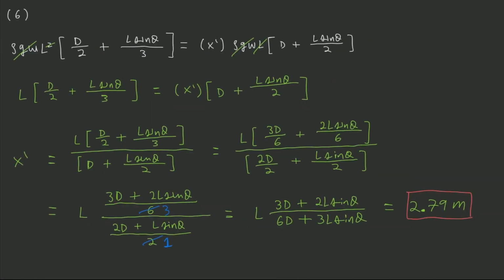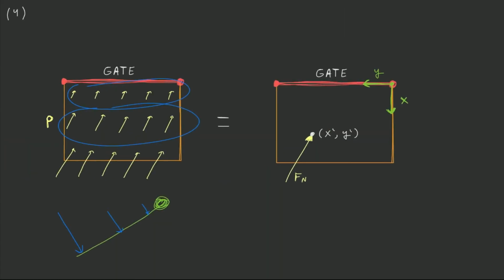And doing a little bit more algebra, which again, I'll just leave on the screen here to follow along as you wish, we see that x prime, doing the algebra out, ends up becoming this expression right here, which is L times the quantity 3D plus 2L sine theta over 6D plus 3L sine theta. But then you plug in the knowns from the beginning of the problem, and you see that the result is 2.79 meters. So what exactly does that mean? This x prime is 2.79 meters.